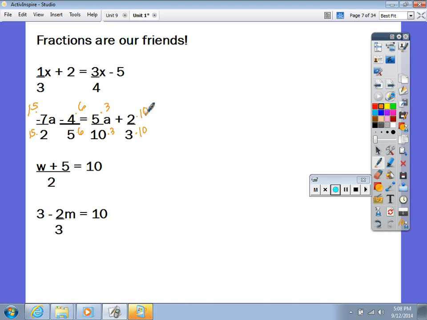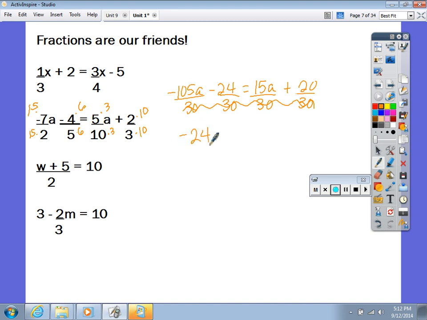Once again, you're going to go ahead and you're going to multiply your tops. Okay, so 15 times negative 7 would be negative 105a over 30 minus 24 over 30 equals 15a over 30 plus 20 over 30. Once again, these can cancel. And we can move over our smallest a, which would technically be my negative 105a. But if you're like, Ms. Fruget, I'd rather move over 15a, whatever, float your boat.